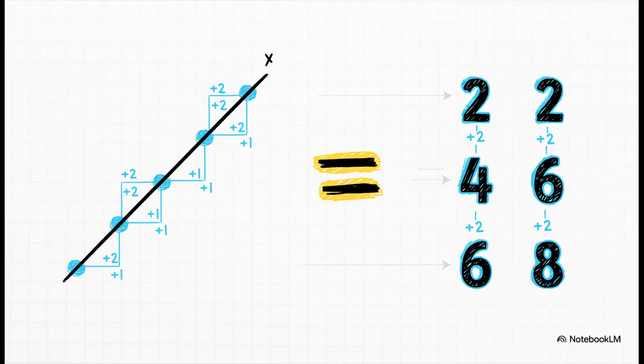And this whole idea, this constant change, it shows up everywhere in math. It's basically the same thing as an arithmetic sequence, where you just keep adding or subtracting the same number over and over again, like 20, 18, 16. One is a picture, the other is a list of numbers, but they're telling the exact same story.